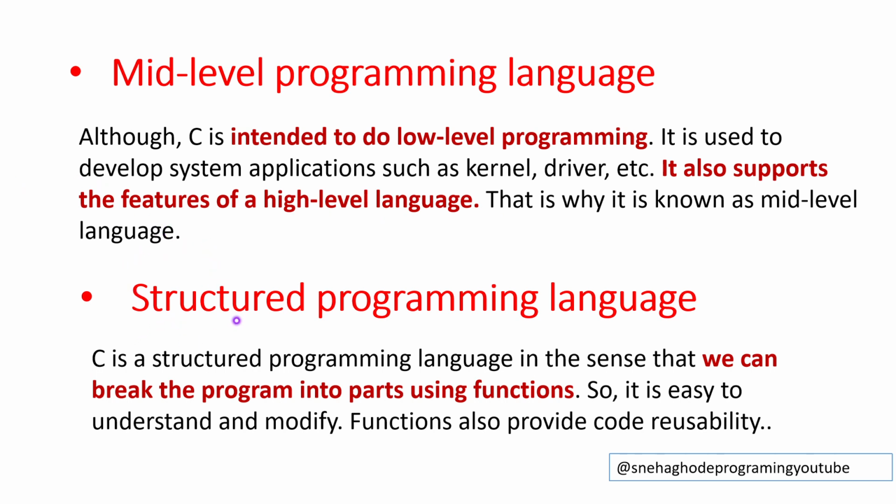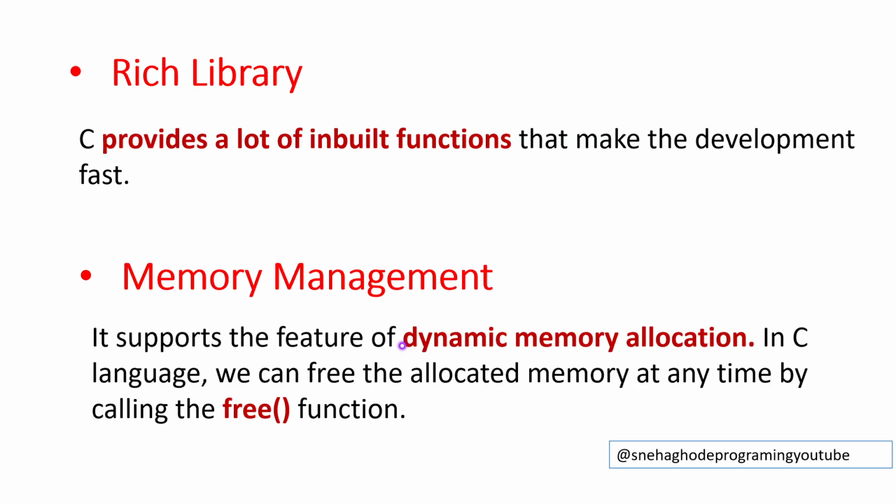Okay, then after that, structured programming language. As I already told you, C is a structured programming language in the sense that we can break the programs into parts using functions. So it is easy to understand and modify. Functions always provide code reusability. And this reusability is used further in C++, that is object oriented programming, in the inheritance. In inheritance, what we do is nothing but reuse the code. We just reuse the particular function.